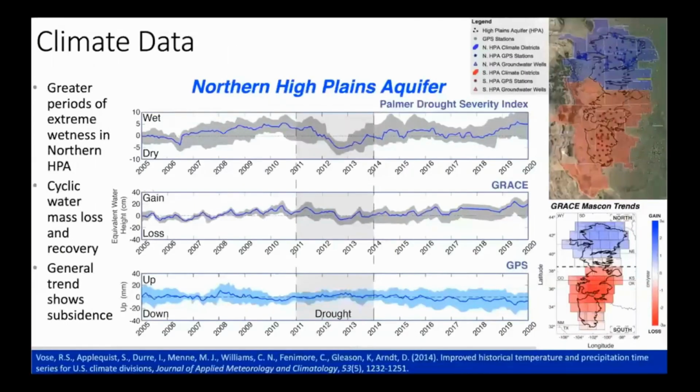So next, we wanted to take a deeper dive into signals specifically located in the aquifer bounds. So we gathered 28 GPS, 28 GRACE mascon, and 16 PDSI time series that intersected or were within the High Plains aquifer bounds to identify overall trends. For the northern aquifer, we see more frequent periods of extreme wetness. We see cyclical water mass loss and recovery, and there are more periods of mass gain than mass loss. And the general trend shown in GPS shows subsidence.